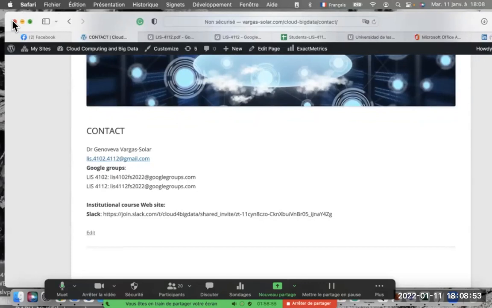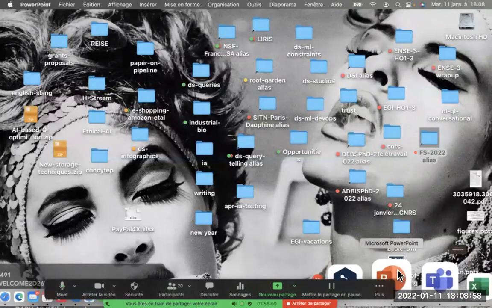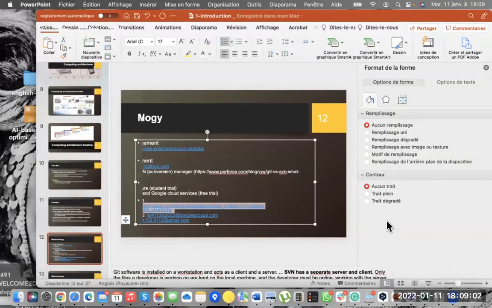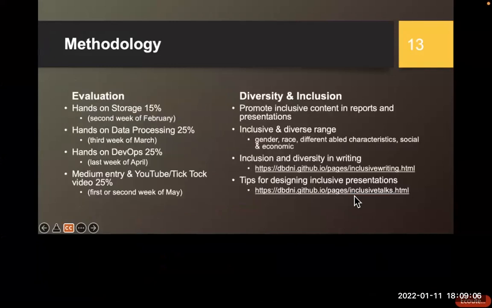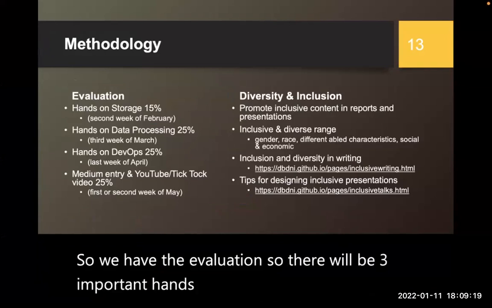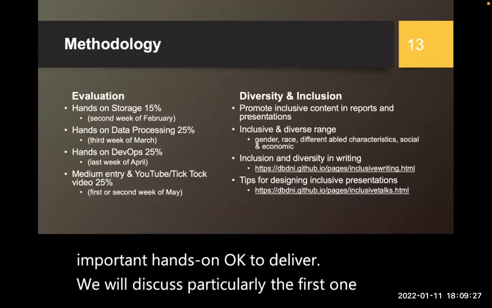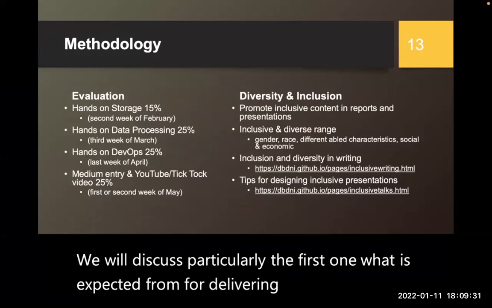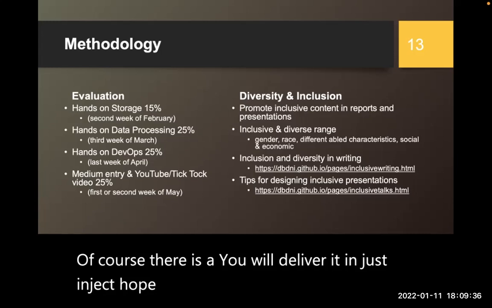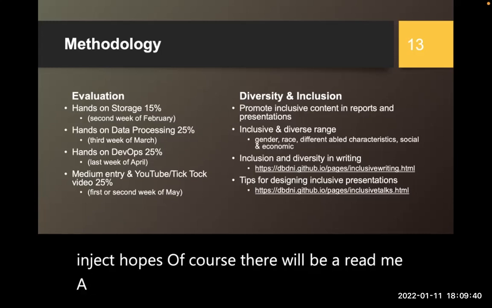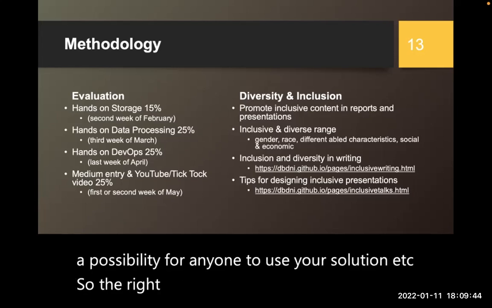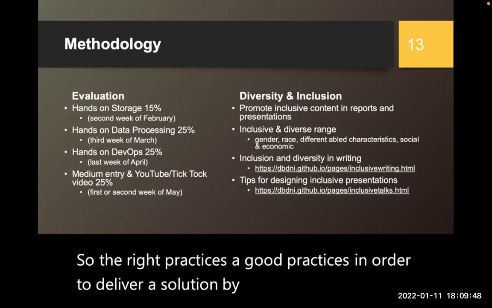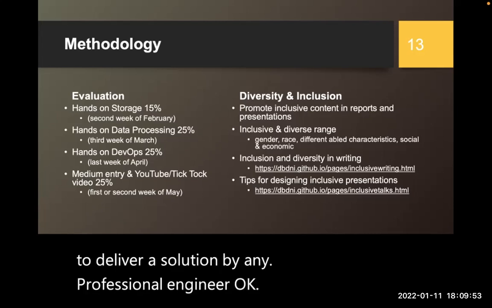So this is for the site, and then let's go to the evaluation. So there will be 3 important hands-on assignments to deliver. We will discuss, particularly for the first one, what is expected for delivering a solution. Of course, you will deliver it in GitHub, so there will be a README for anyone to use your solution, etc. So the good practices, in order to deliver a solution as any professional engineer. Okay. So there will be 3 hands-on to deliver.